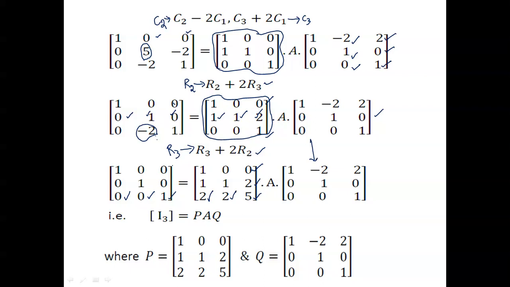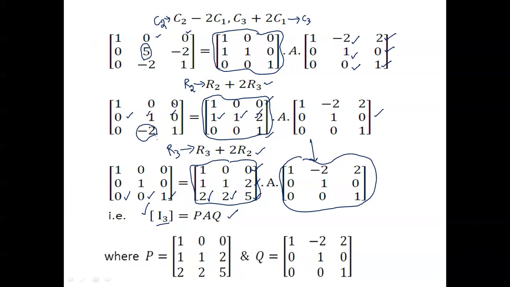Now we observe that on left hand side of A is reduced into normal form I3. So this element is represented as a P, and this matrix is represented as a Q. So P, A, Q equal to normal form. Here P equal to 1, 0, 0, 1, 1, 2, 2, 2, 5, and Q equal to 1, minus 2, 2, 0, 1, 0, 0, 0, 1.